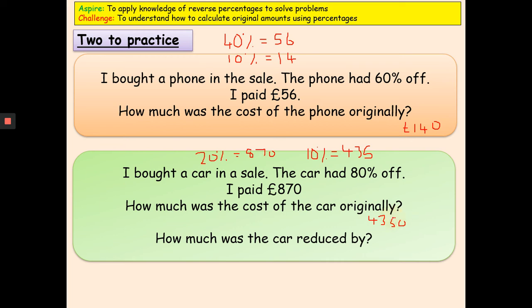And then this last question, how much was the car reduced by then? So you just need to work out what 4,350 take away 870 is to see what the difference is. So 4,350 take away 870 equals £3,480 it was reduced by. So brilliant if you got that.